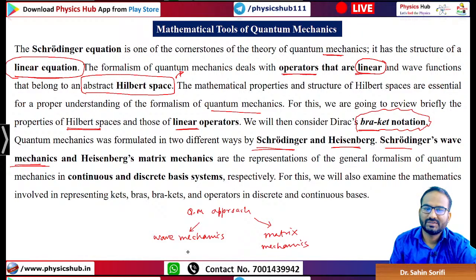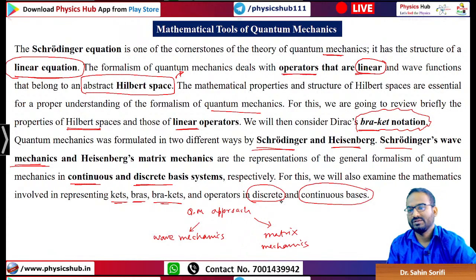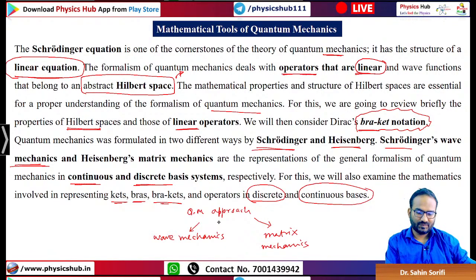These are the two representations, wave mechanics and matrix mechanics, for the general formulation of quantum mechanics in continuous and discrete basis systems. So we'll also talk about this basis. What is this continuous basis, discrete basis and all. For this we have to study kets, bras, brackets, operators in different bases, maybe in a discrete basis or in a continuous basis.